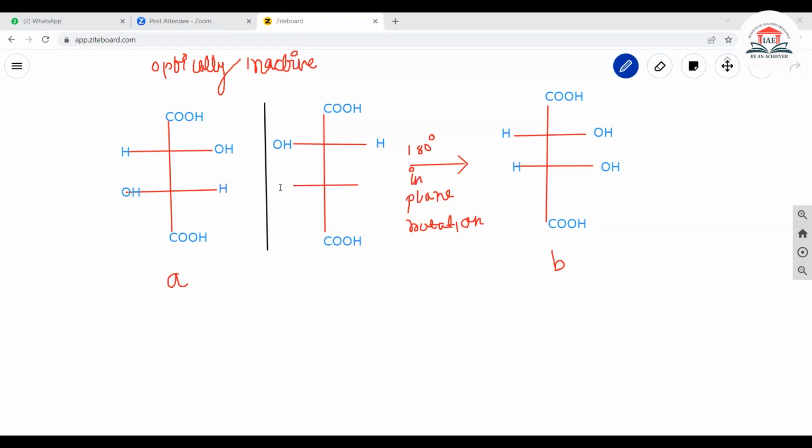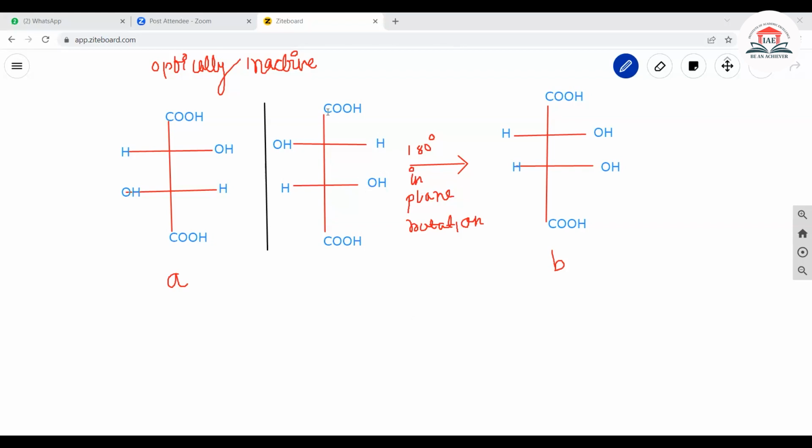H. So on this side, there will be the H and this one will be the OH. Okay. So now, this is our mirror image. So first, these mirror images, they are not superimposable on one another. Right. Now let us rotate it 180 degrees.